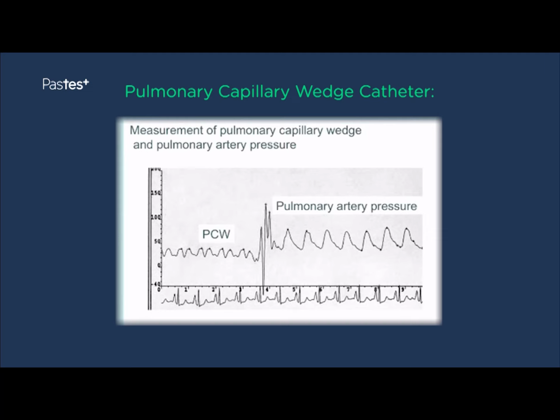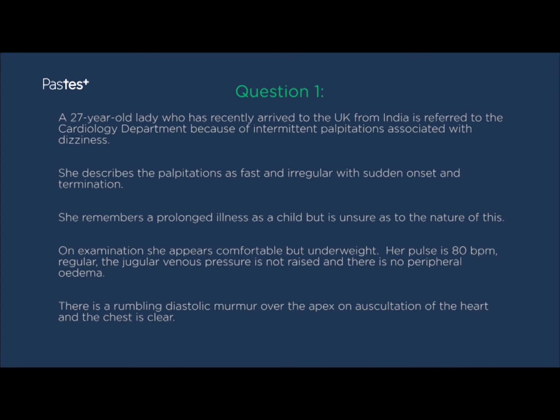This is our pulmonary artery pressure waveform, and this is measured simply by deflating the balloon and pulling the catheter back very slightly. Both of these pressure traces, both the pulmonary capillary wedge pressure and the pulmonary artery trace, are elevated, and this would imply there's some pathology going on, probably on the left side of the heart. So let's have a look at question 1.